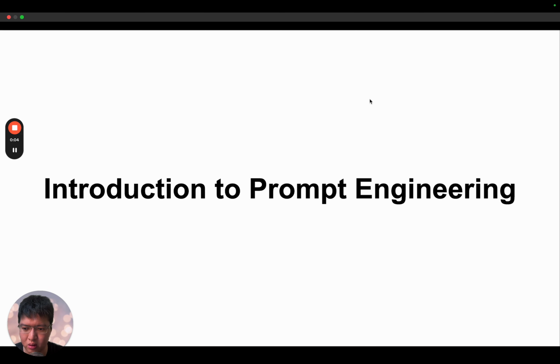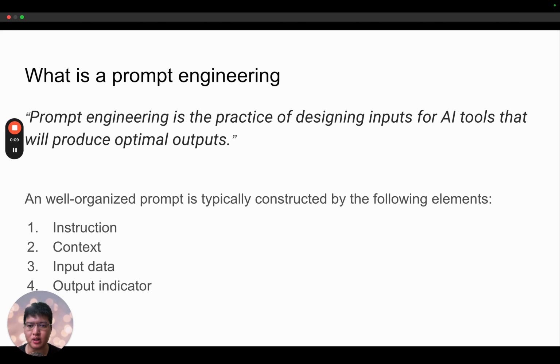So today we'll talk about prompt engineering. Let's move on to the next session. So what is prompt engineering?